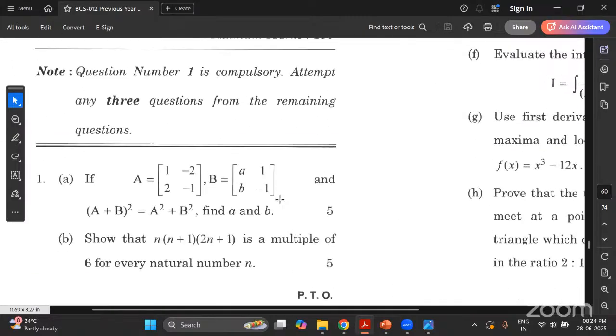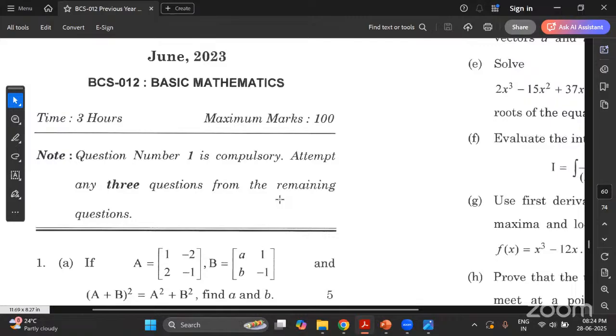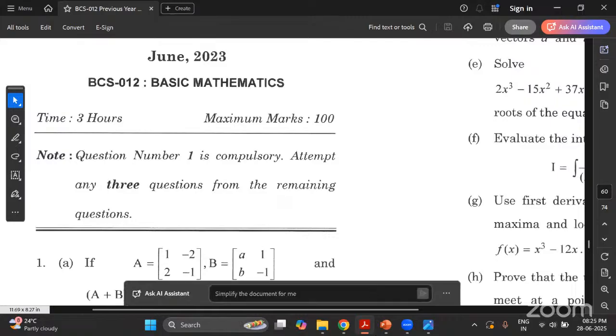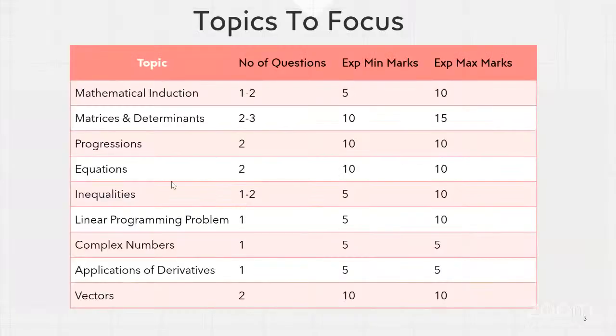Now, what questions you have to prepare and what all topics you have to focus on. Whatever topics I'm going to suggest, it's not mandatory that you have to stick to these topics only. This is based on observation. Again, this can change this time. It's very unpredictable. No question paper is predictable.